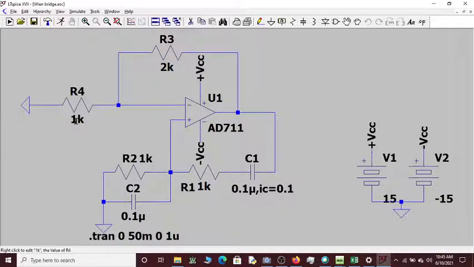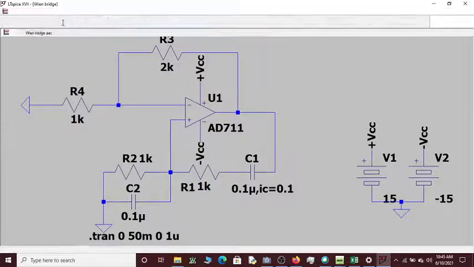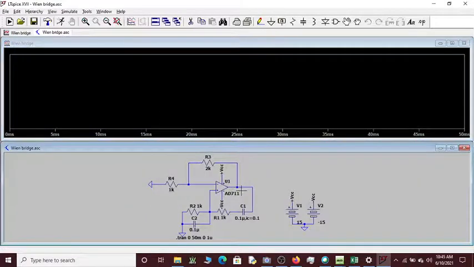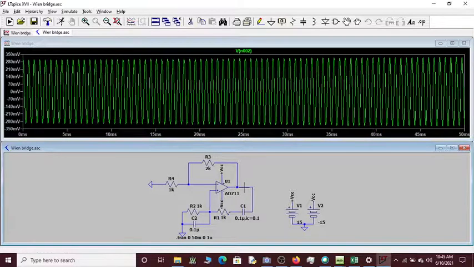We have set the gain of the amplifier as 3 here, because the gain of the amplifier is 1 plus R3 by R4. Since R3 by R4 is 2K by 1K, which is 2, plus 1, the gain is now 3. Let me try to run this and see what the output is. I have to get a sustained oscillation. Yes, we are getting a sustained oscillation here.